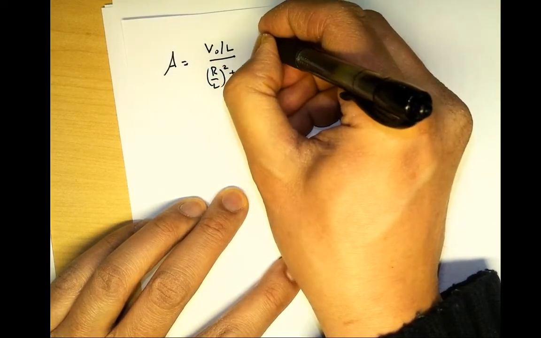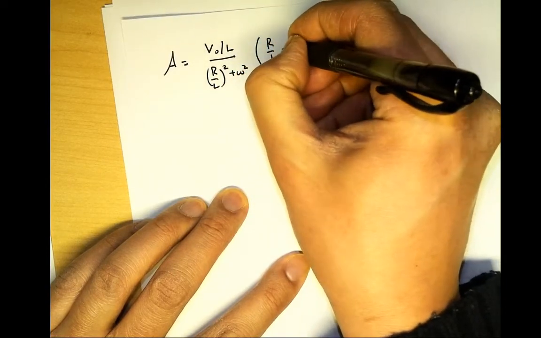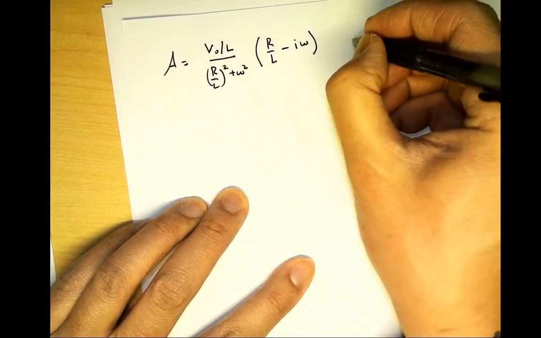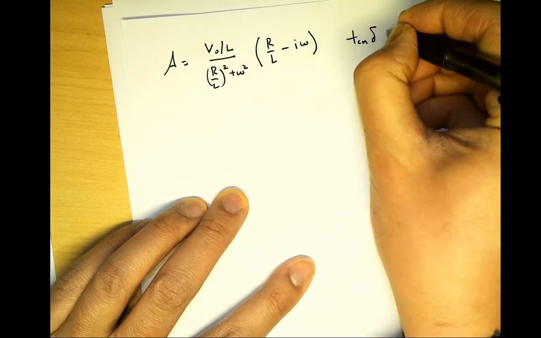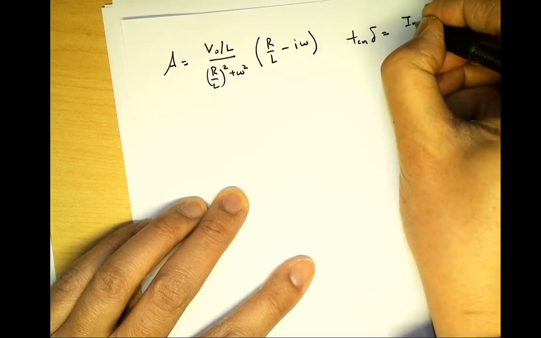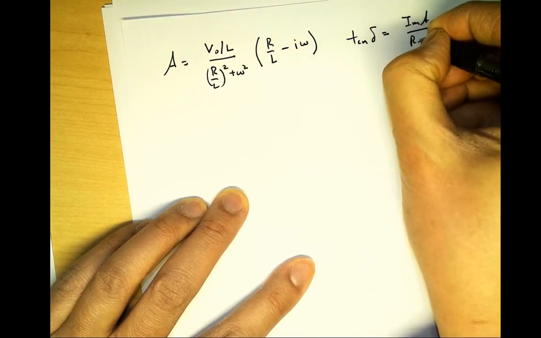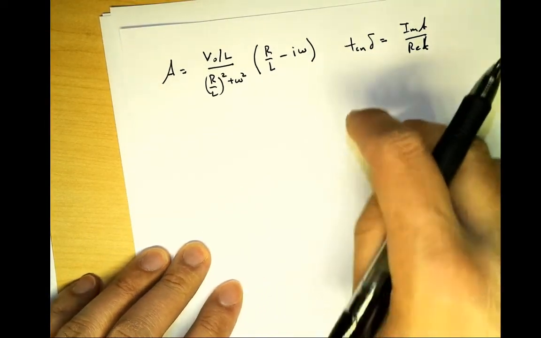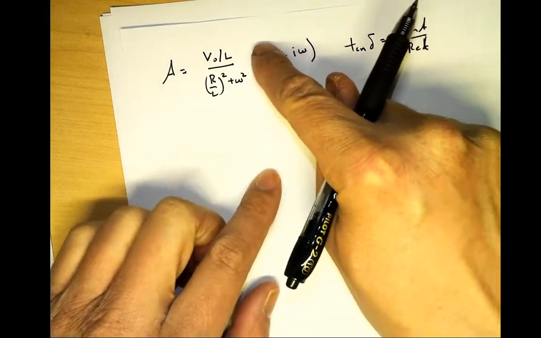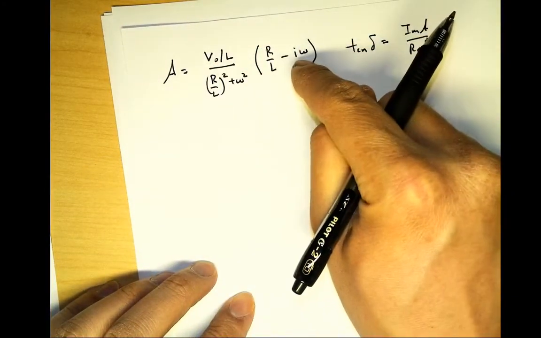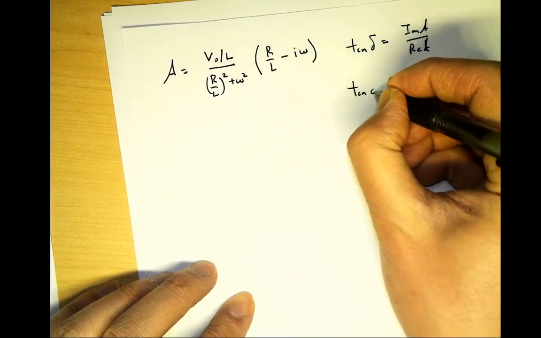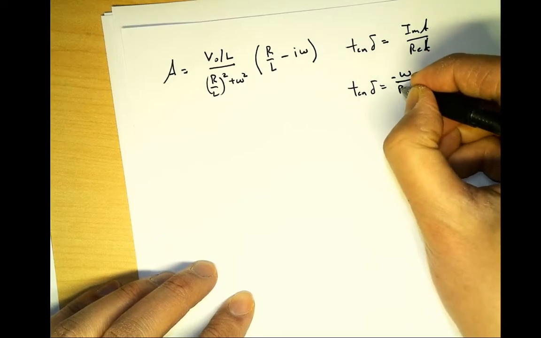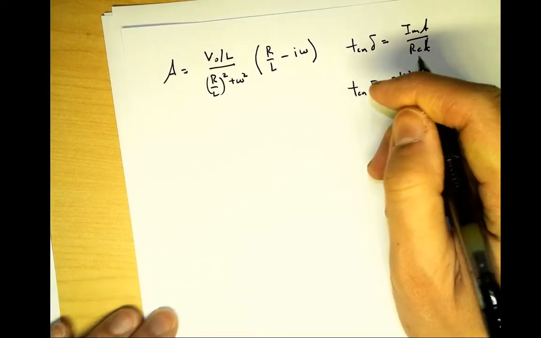And then this is going to be R over L minus I omega. And what we've basically determined last time from previous is the tangent of delta is equal to the imaginary part of A over the real part of A. Okay, so let's go ahead and use this form here. So if you divide the imaginary part by the real part, there's a common factor that will cancel out. So tangent delta is just going to be minus omega divided by R over L. Okay, so that's the first thing, right?